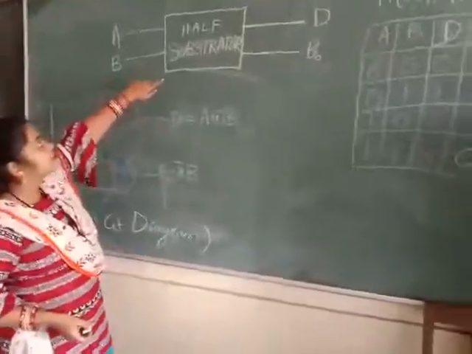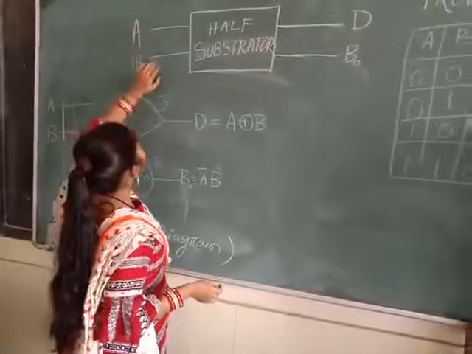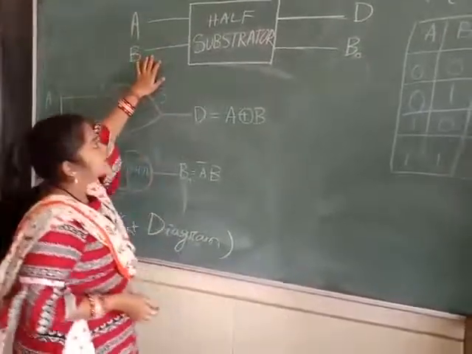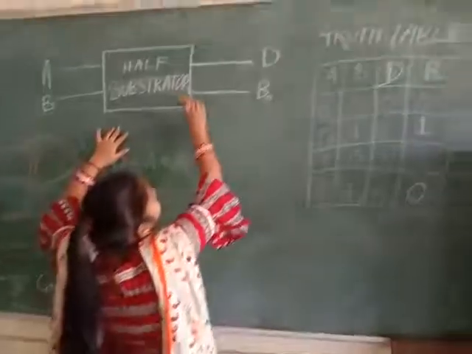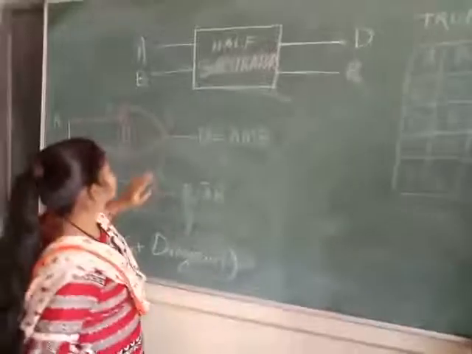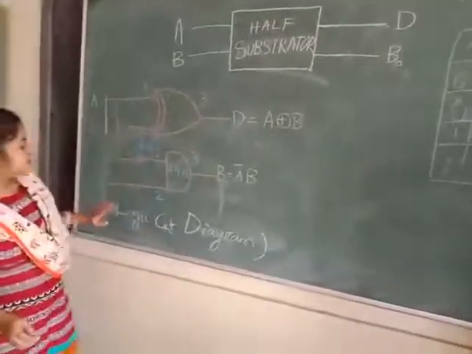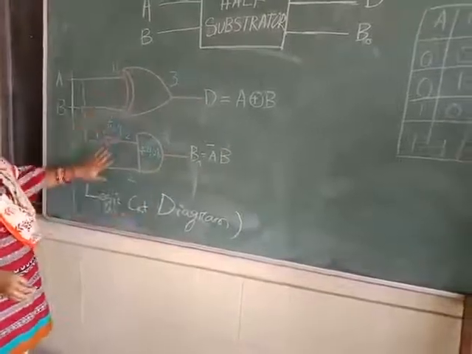Today's experiment is about the half subtractor. In a half subtractor, we take two inputs, A and B, and two outputs, differentiator and borrow. This is our logic circuit of the half subtractor.